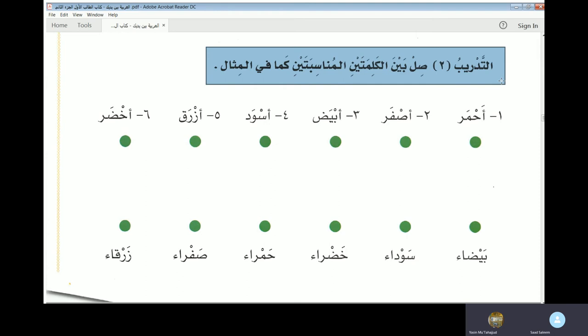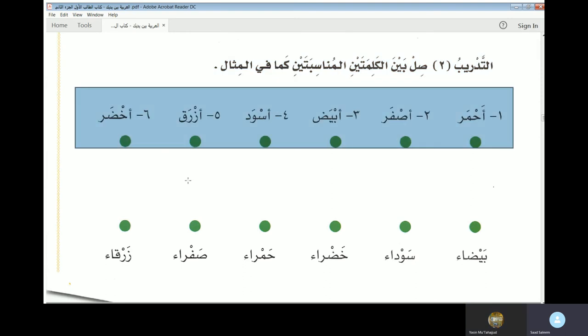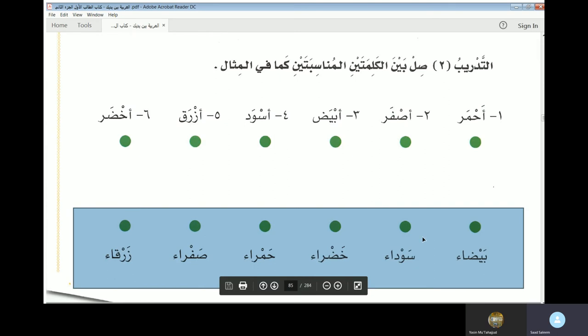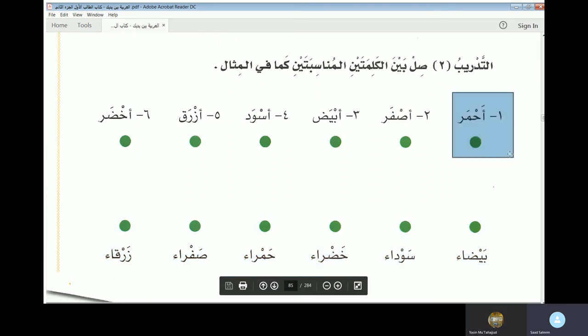So that's connect between the word and the appropriate word. Kalimataini, two words. Munasibataini, appropriate. Connect between the two appropriate words, like an example. So all the above in the first row are masculine colors, and in the second row all are feminine colors.